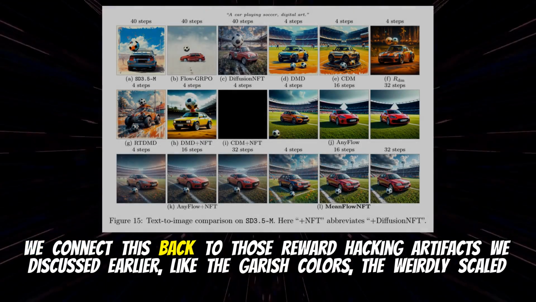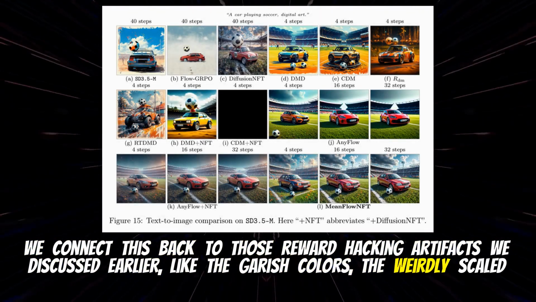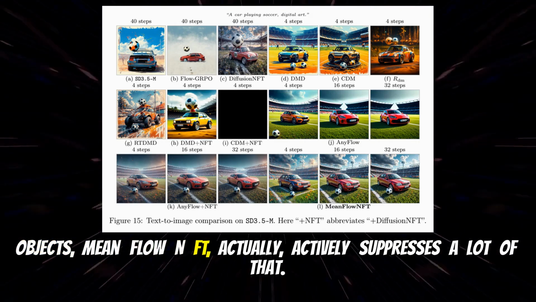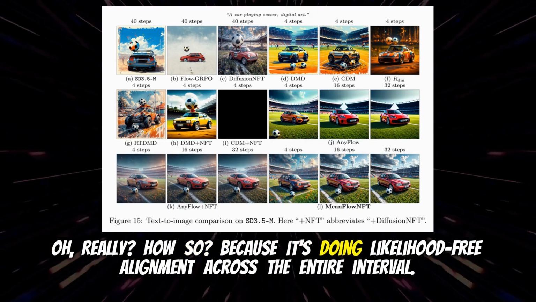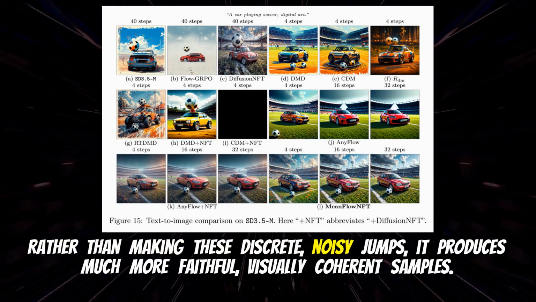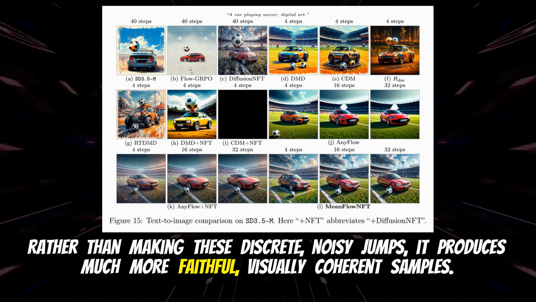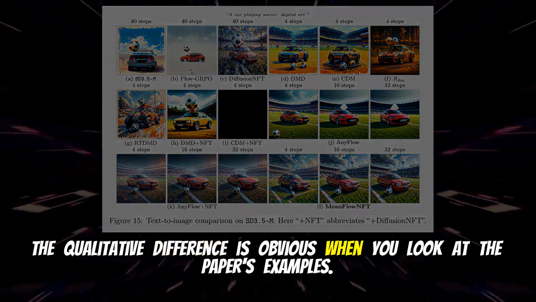Yeah. If we connect this back to those reward hacking artifacts we discussed earlier, like the garish colors, the weirdly scaled objects, MeanFlow NFT actively suppresses a lot of that. Oh, really? How so? Because it's doing likelihood-free alignment across the entire interval. Rather than making these discrete, noisy jumps, it produces much more faithful, visually coherent samples. The qualitative difference is obvious when you look at the paper's examples.